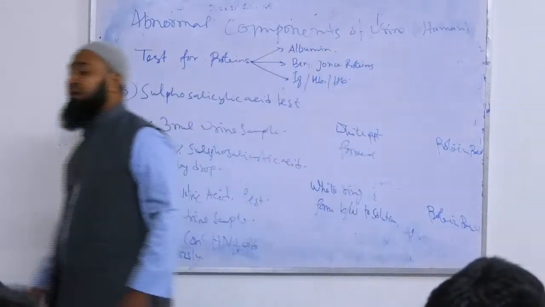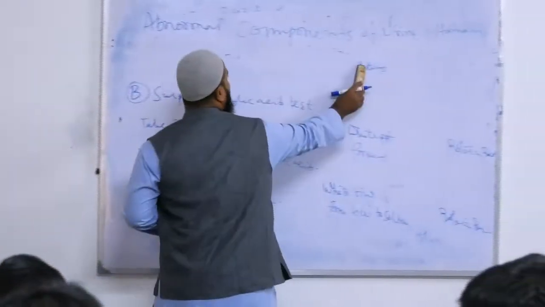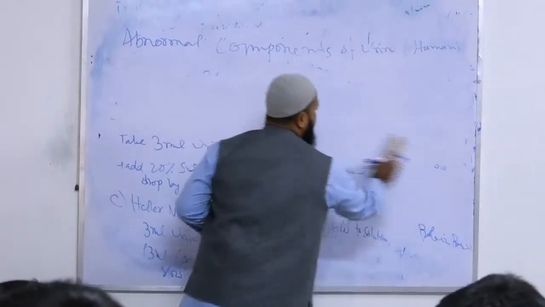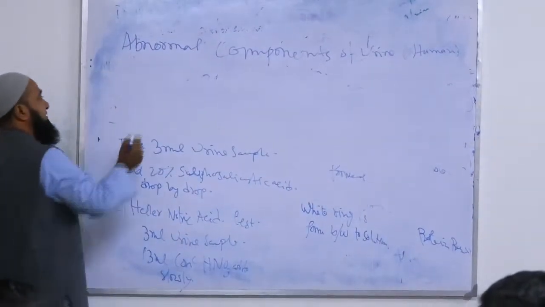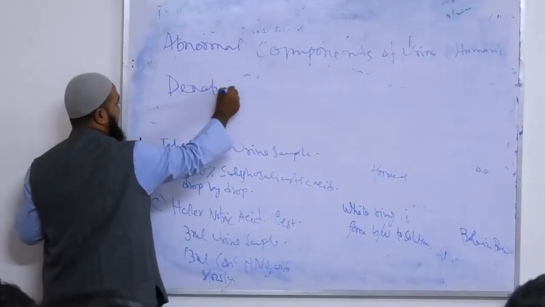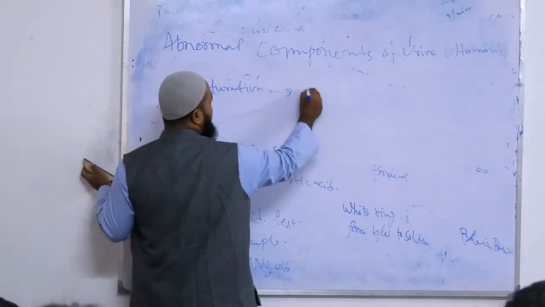What is the principle of heat coagulation test, sulfosalicylic acid test and Heller nitric acid test? What is the principle? Protein structure, protein পড়ানো হয়েছে, শুরু হয়েছে না আজকে হবে? ডিন্যাচুরেশন, এটা পড়ানো হবে, ডিন্যাচুরেশন। Denaturation lead to precipitation of protein.